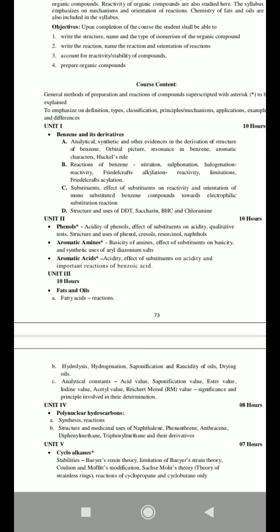Then unit 4 is for 8 hours. In that you have to study polynuclear hydrocarbons. The first point, A, is synthesis and reactions: how to synthesize the different polynuclear hydrocarbons. Hydrocarbon means the atoms involved are carbon and hydrogen. Then the next part, B, is structure and medicinal uses of naphthalene.